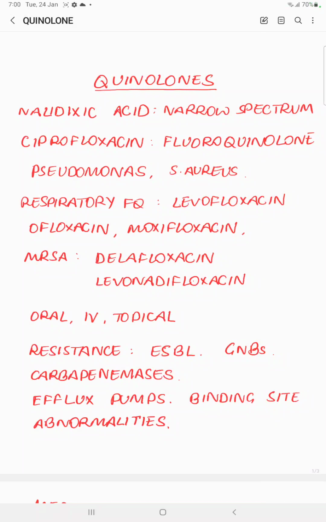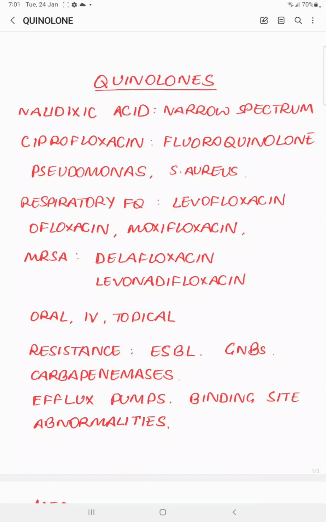In this section, we will take an overview of the quinolone group of antibiotics. The first in the group was nalidixic acid. It had a narrow spectrum, and then came fluoroquinolones, the prototype of which is ciprofloxacin. What it did was extend the spectrum, and now we had cover of both Pseudomonas and Staphylococcus aureus.